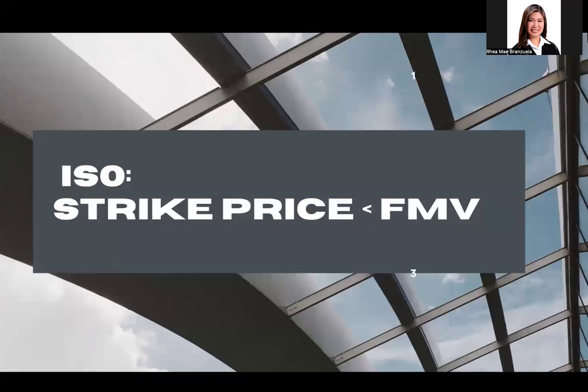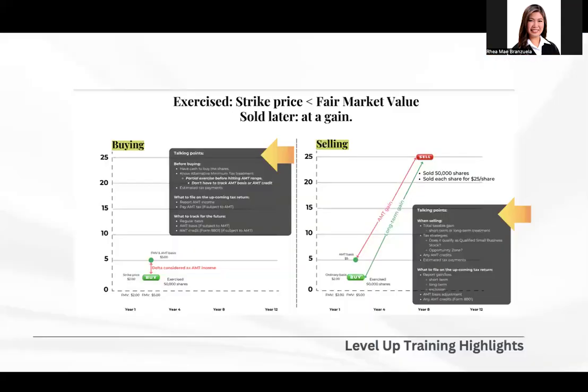Let's take a closer look at the scenario where our client exercises ISOs with a strike price lower than the FMV. When the client decides to exercise their ISO, the strike price in this instance is $2 per share, while the FMV had risen to $5 per share. The client proceeded to exercise 50,000 shares at this price point. The difference that you can see there, the $3, is considered as the alternative minimum tax income.